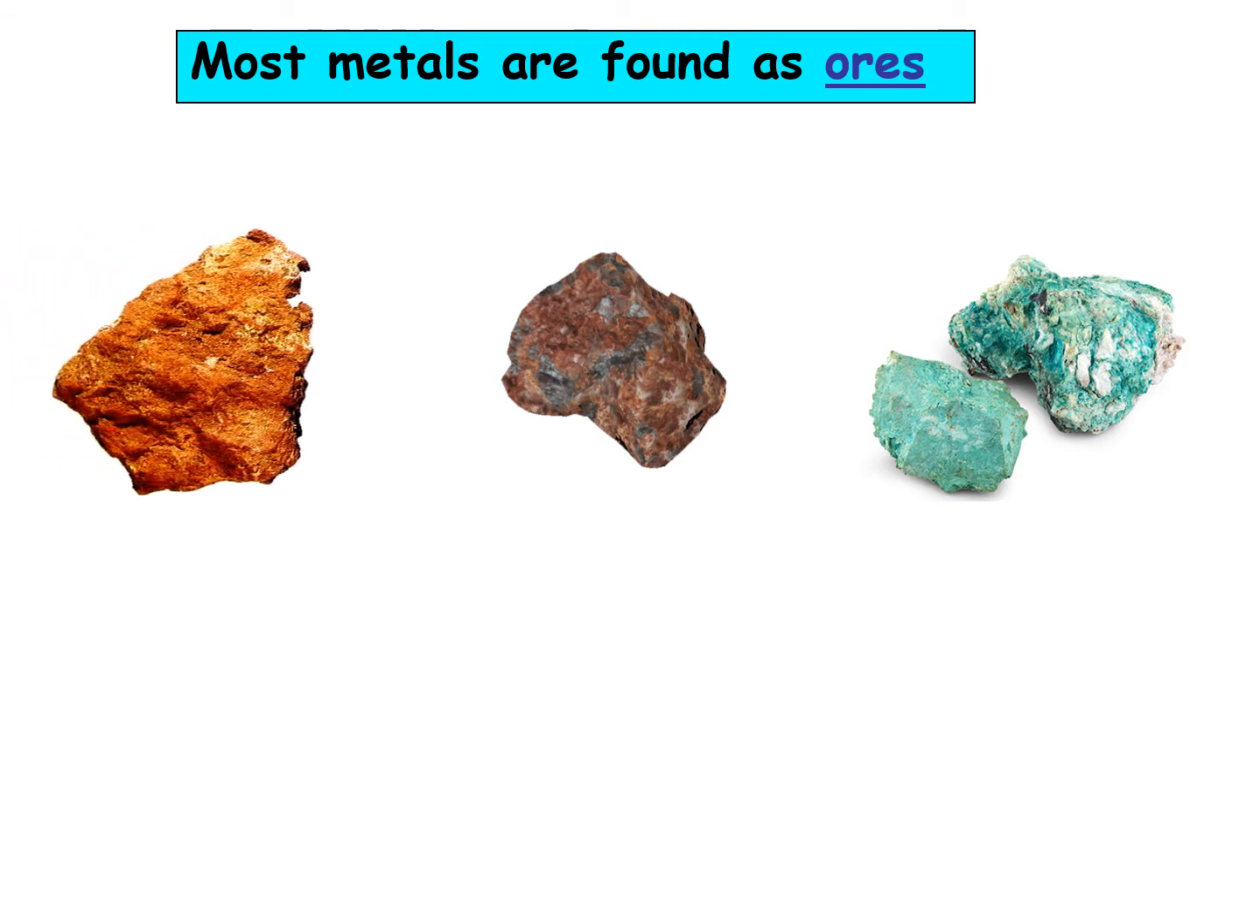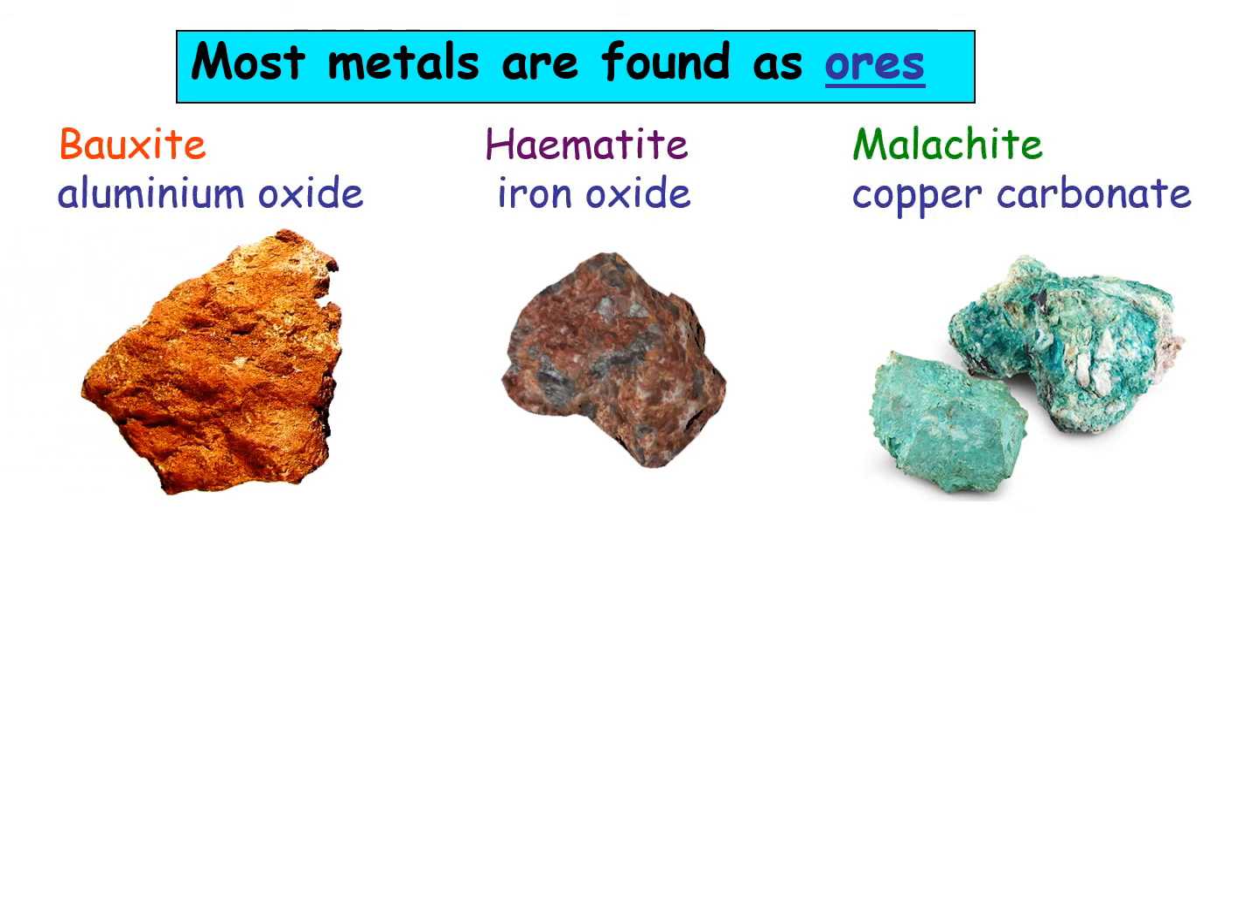Okay, so most metals are found as ores, and there are 3 different examples of metal ores and a little idea of what they look like. So the one on this side here is called bauxite. So they have special names, but bauxite, the mineral that it contains that we're interested in is aluminium oxide. So we need to extract aluminium from that rock so that we can use aluminium.